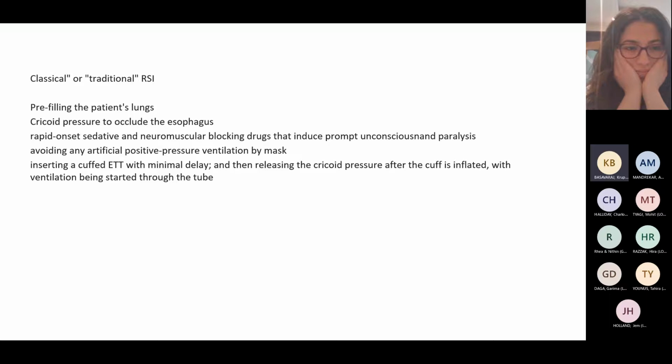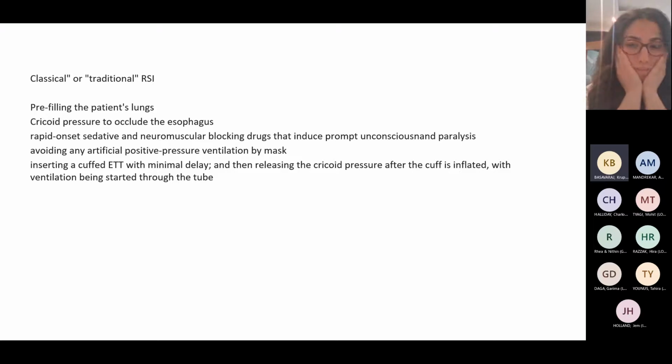Well, when we say RSI, it's all about pre-filling the patient's lungs with a high concentration of oxygen, and a cricoid pressure to occlude the esophagus. We use cricoid as the cartilage because it's the first complete ring in the tracheal anatomy and it can give a proper pressure against the vertebral body. That's why it was used as the cartilage of choice.